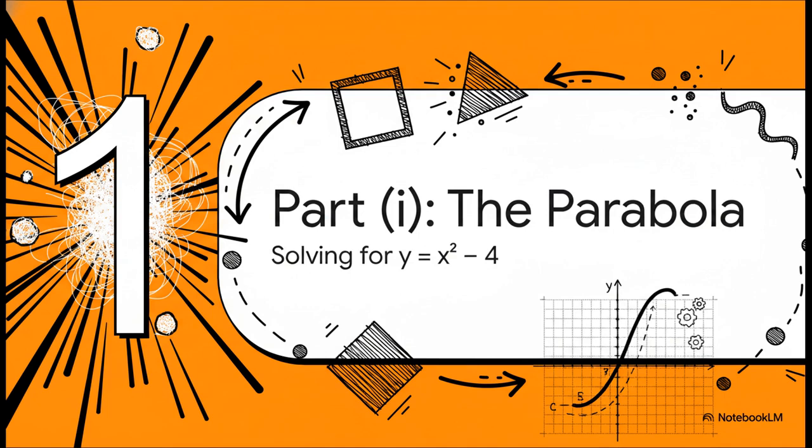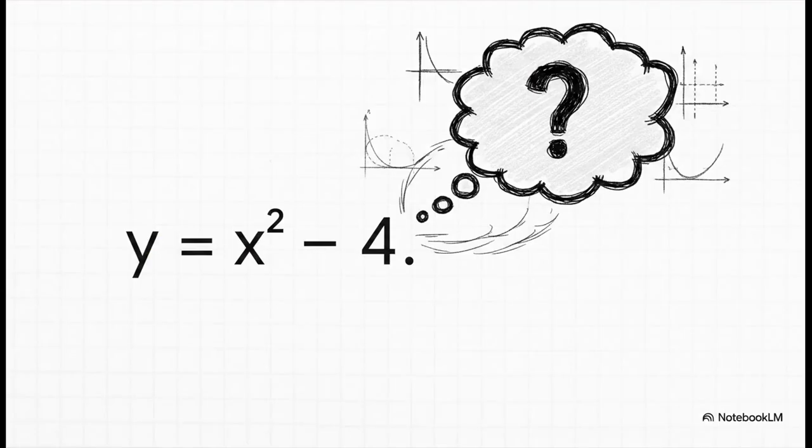First up, we've got the parabola. We're going to dissect the equation piece by piece so we can find its unique visual signature on that grid. Honestly, this systematic approach is the absolute key to nailing it every single time. So our first equation is y equals x squared minus 4.